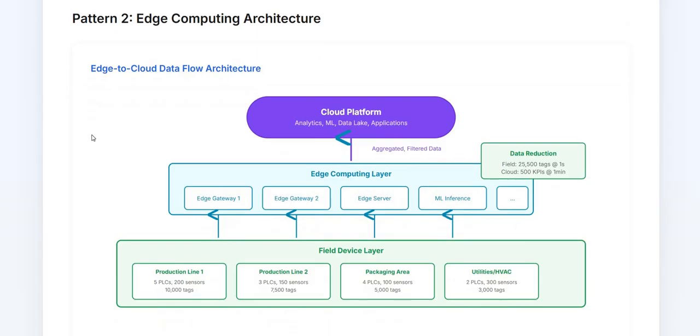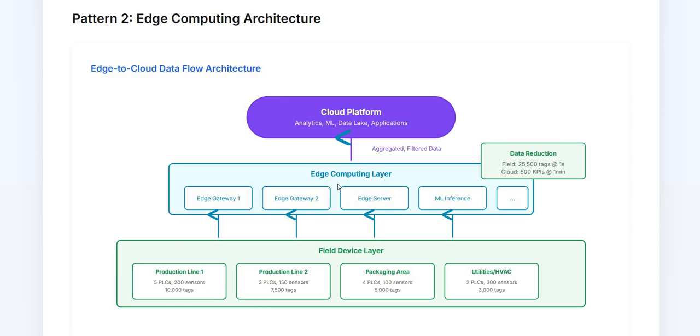And pattern 2 here, edge computing architecture. This pattern appears when raw data volume grows too large to ship upstream as is. And the edge-to-cloud diagram is here. At the top sits the cloud platform. This area runs analytics, learning models, data storage, and applications that need scale. Okay, and notice the arrow direction here. Only processed data flows upward, and that decision saves bandwidth and reduces noise.